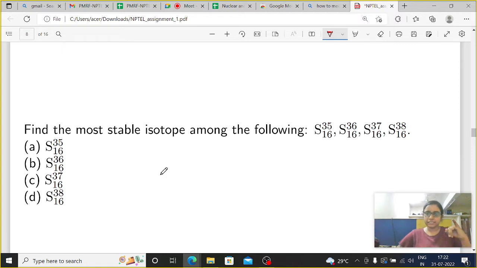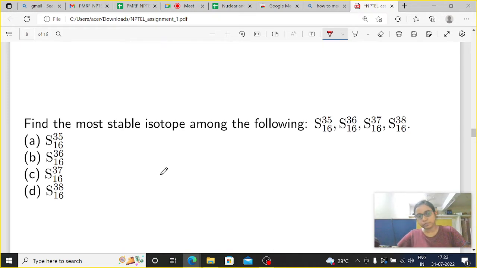One is S-16-35, S-16-36, S-16-37 and S-16-38. So these 4 isotopes are given and we have to calculate which one is the most stable isotope among these 4 isotopes, 4 nucleus states.